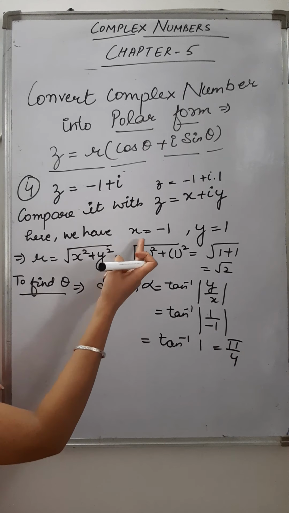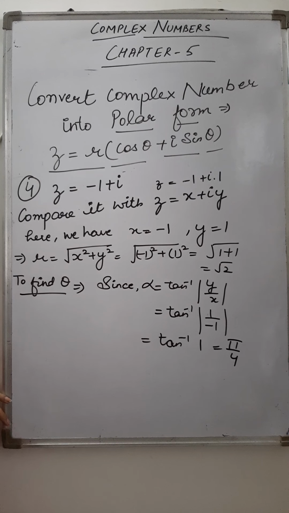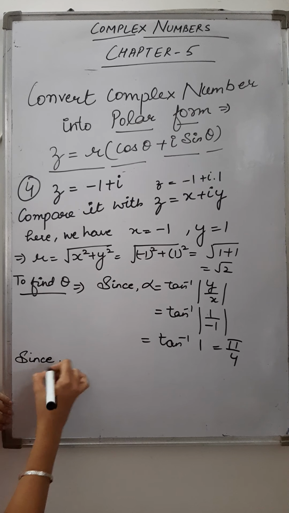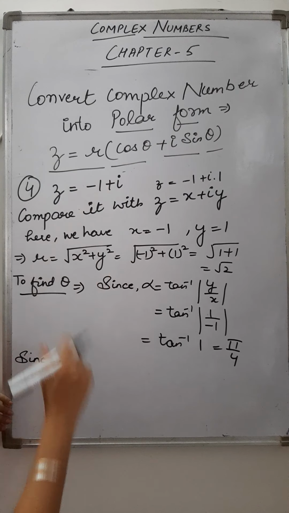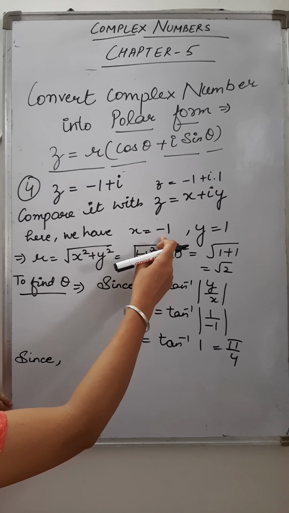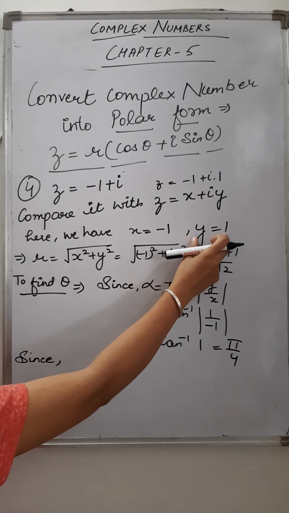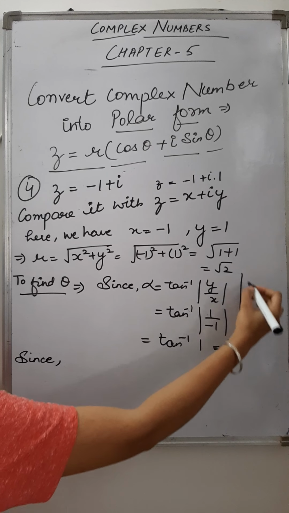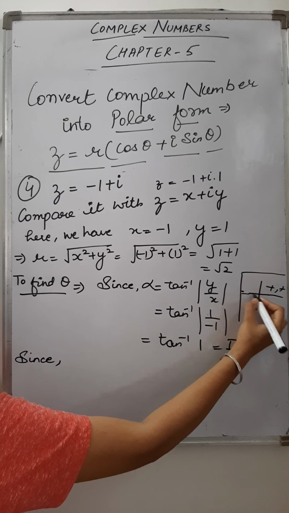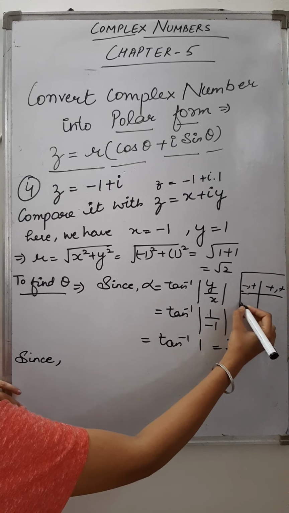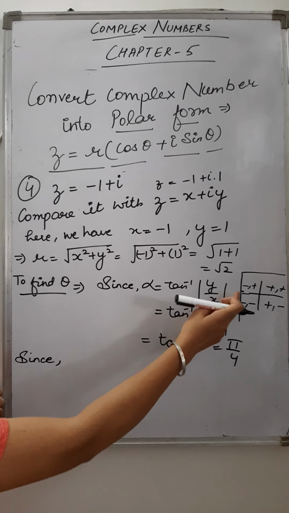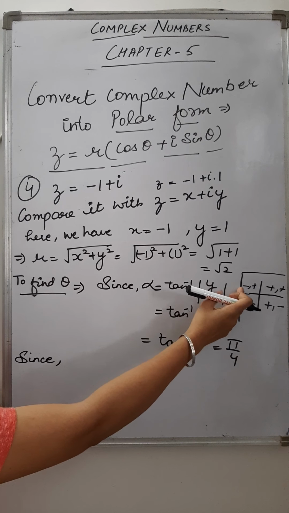So check x and y to find theta. Since the complex number z is equal to minus 1 plus iota, here x is negative and y is positive. Our quadrants are: positive positive, negative positive, and both negative. So x is negative and y is positive. It lies in the second quadrant.